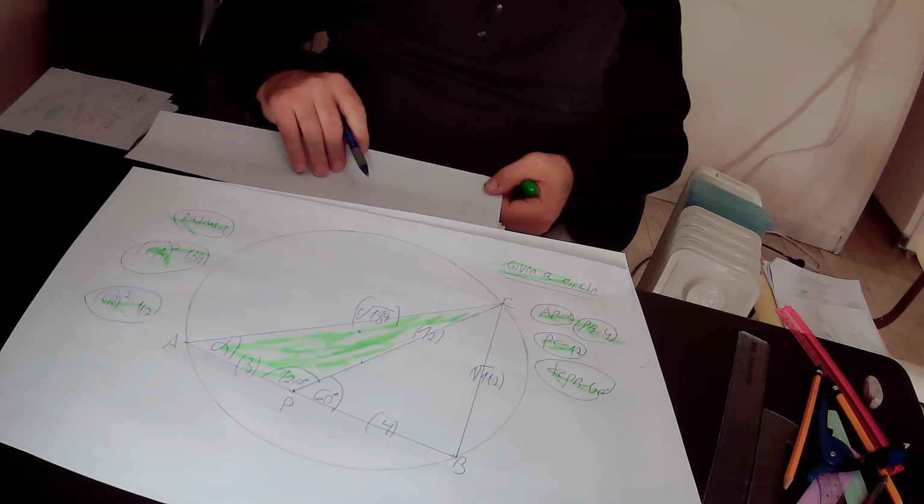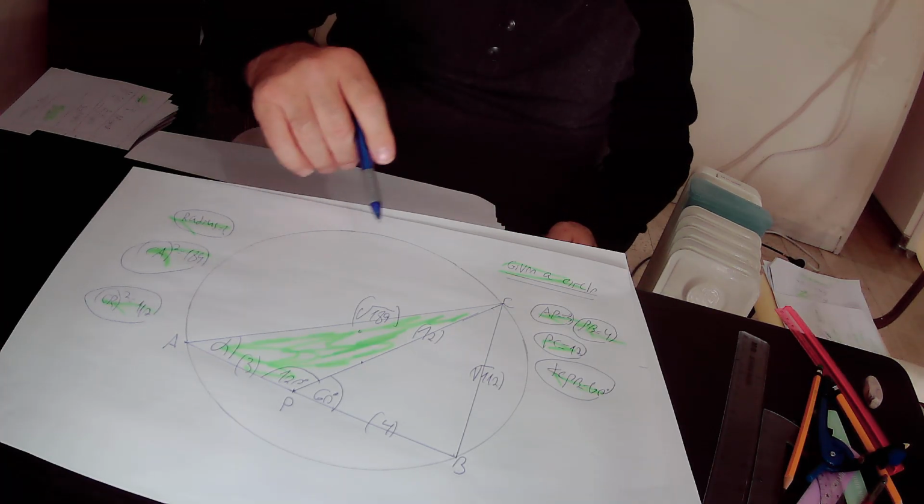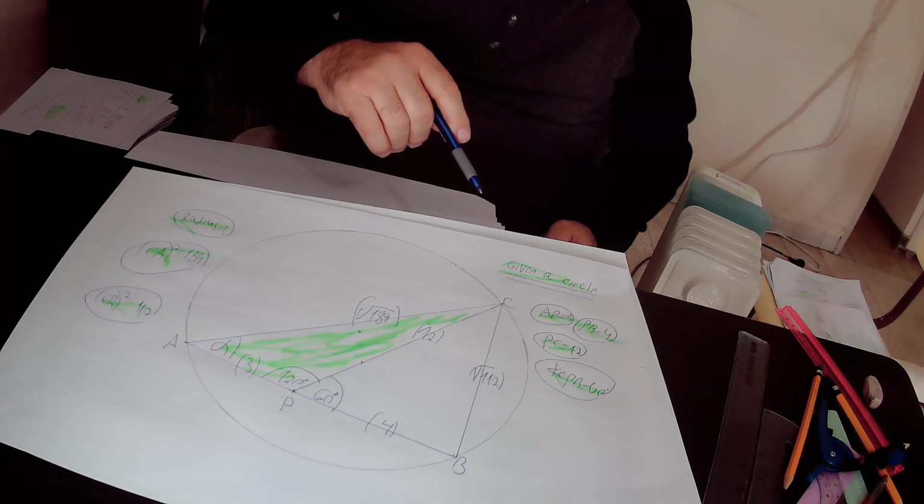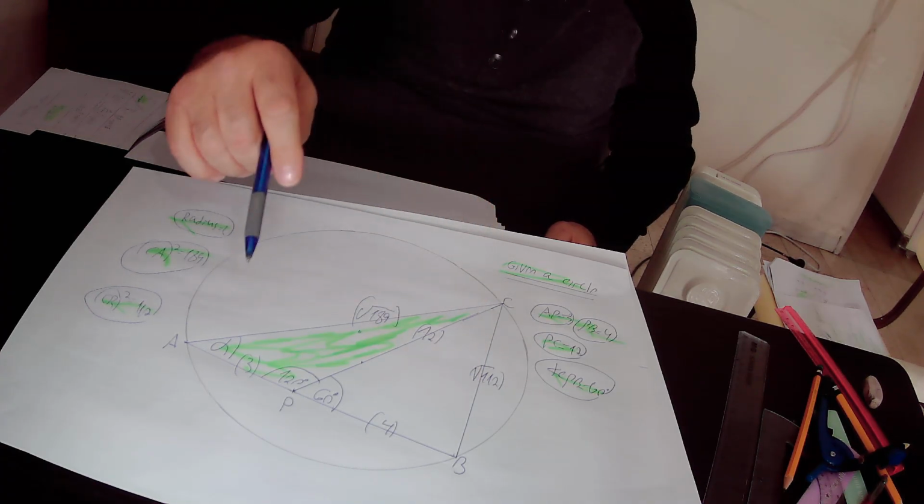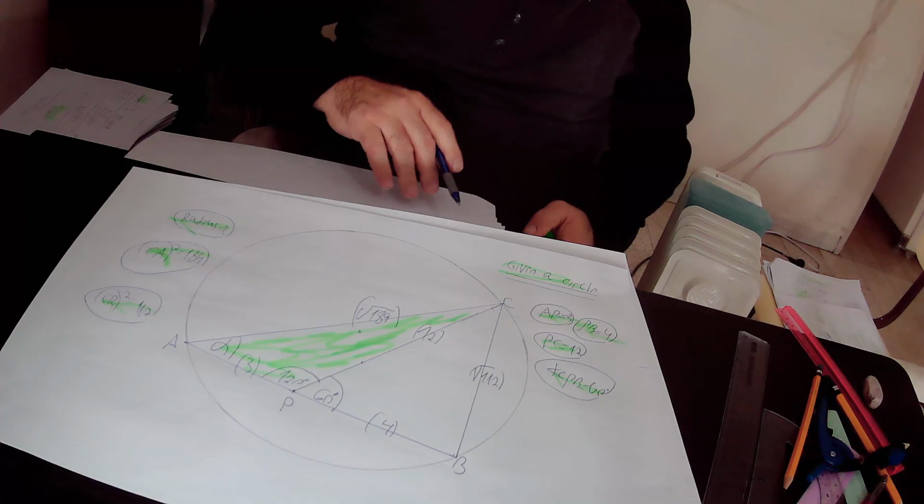According to the law of sines, in this triangle ABC, the following equation is true: CB over sine alpha equals 2R.